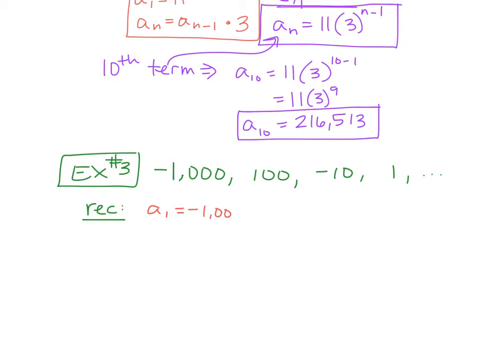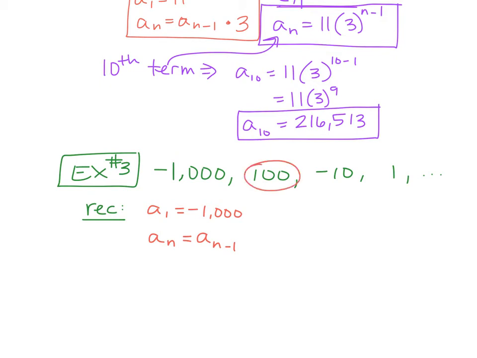Negative 1,000. Okay. And then A of n equals a sub n minus 1, and now you have to figure out what r is, because this is times r, right? How do you find r? Divide. Right, so take a term. It doesn't matter which one. They will tell you this is a geometric sequence. You just have to pick a term and divide by the term in front of it.